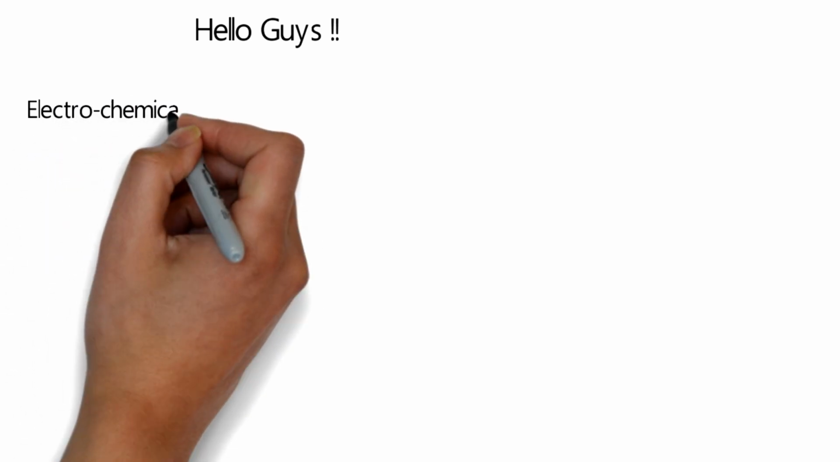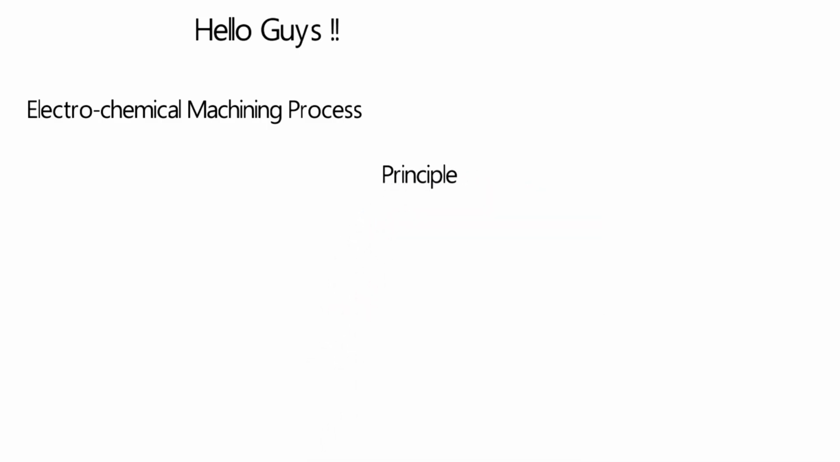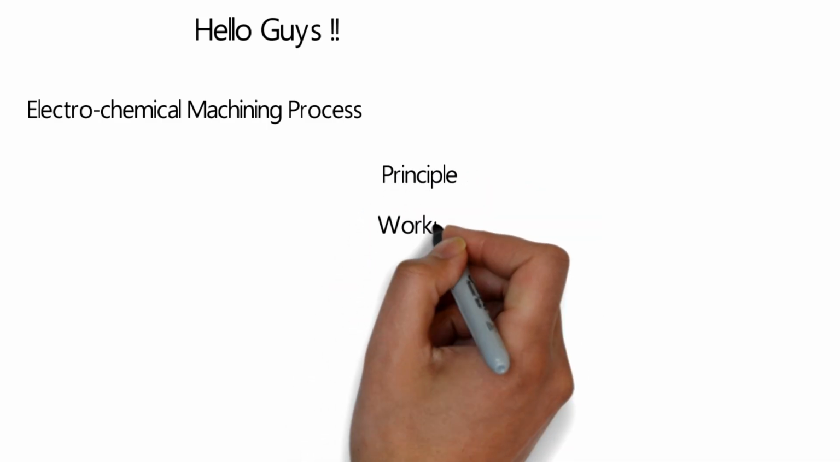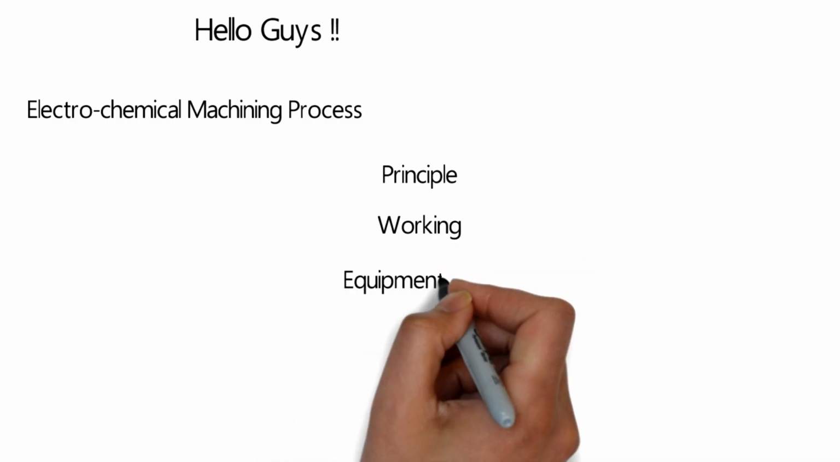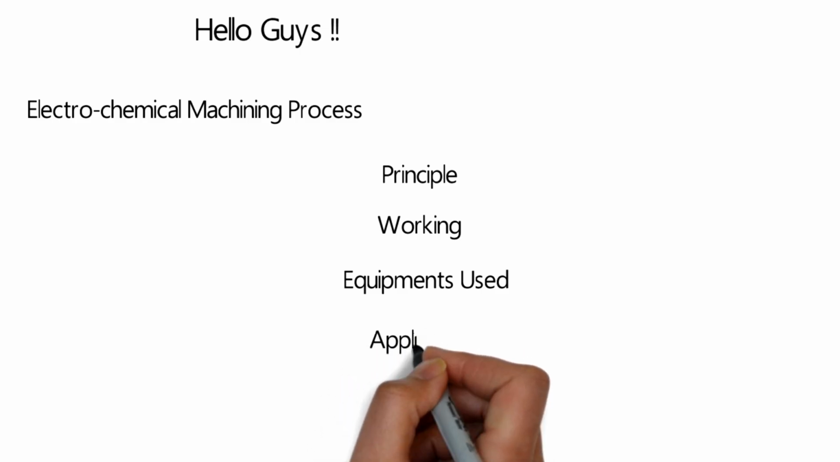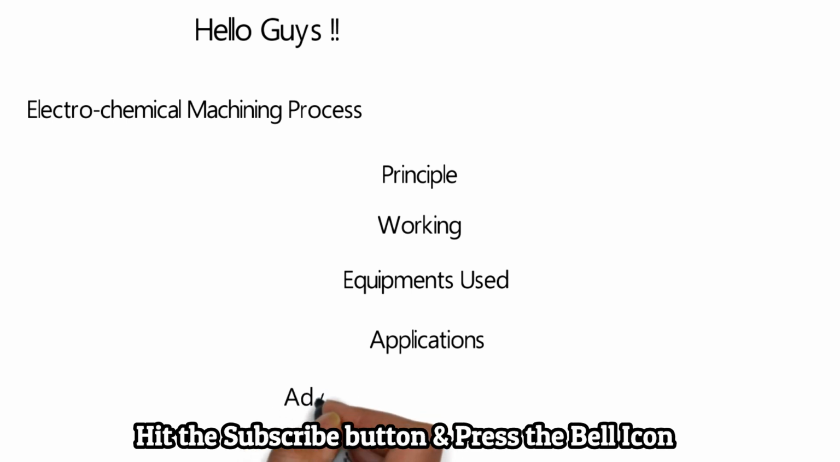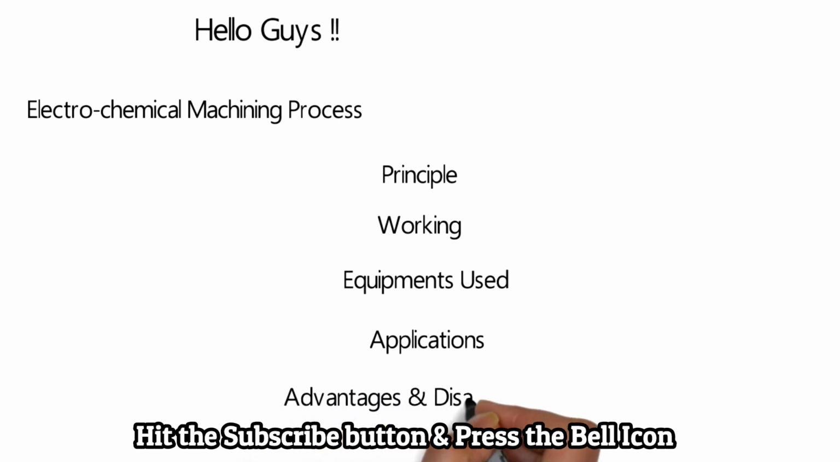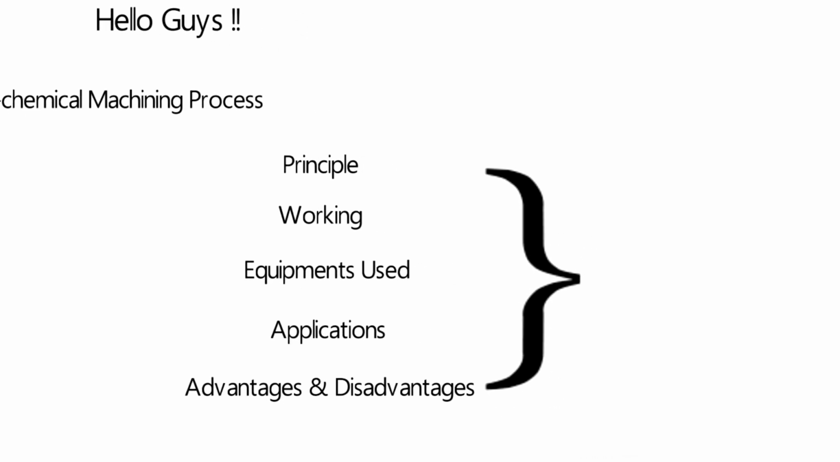So guys, in this video we are going to learn another non-traditional machining process, that is electrochemical machining. We are going to learn the principle of electrochemical machining, the total working of electrochemical machining, what kind of equipment is used in this process. Also we'll check out the applications of ECM and the advantages and disadvantages of this ECM process, which is known as the electrochemical machining process.